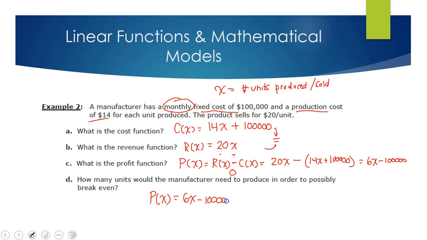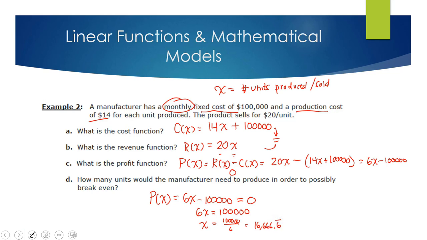So basically, I want to see what value of X for the profit function, which is 6x minus 100,000, will make that equal to 0. So I'm going to solve that. I'm going to add 100,000 to both sides. And I'm going to divide both sides by 6. So I have 100,000 divided by 6. And when I do that, I get 16,666 and 2/3 or 0.6 repeating.